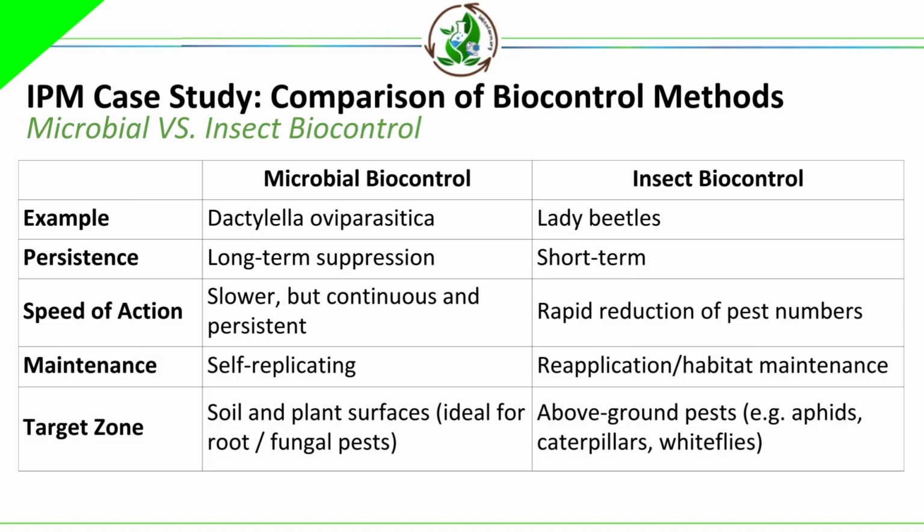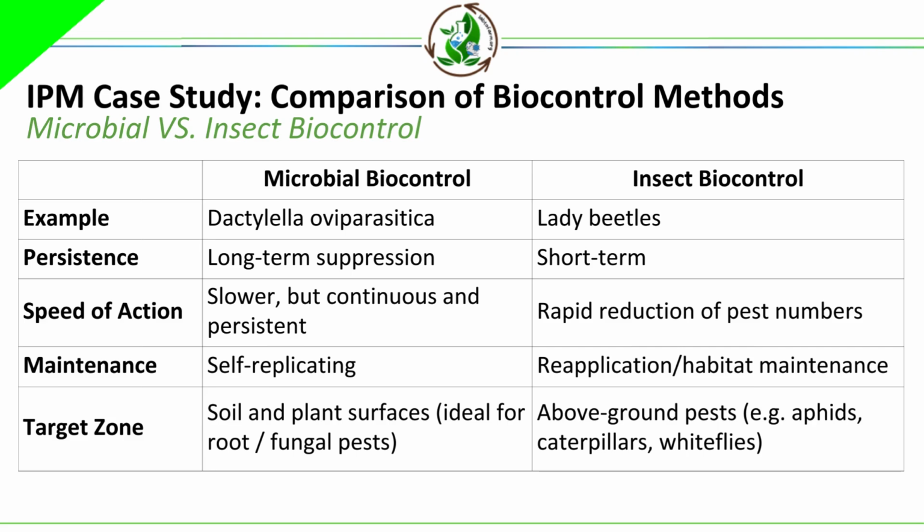To wrap up, let's compare these two major types of biological control and how they fit into integrated pest management. Microbial biocontrol, like the fungus Dactylella oviparasitica, usually acts in the soil or on plant surfaces. It tends to work more slowly, but once established, it can provide continuous, long-term suppression of pests. In contrast, insect biocontrol, like lady beetles feeding on aphids, acts quickly on above-ground pests.